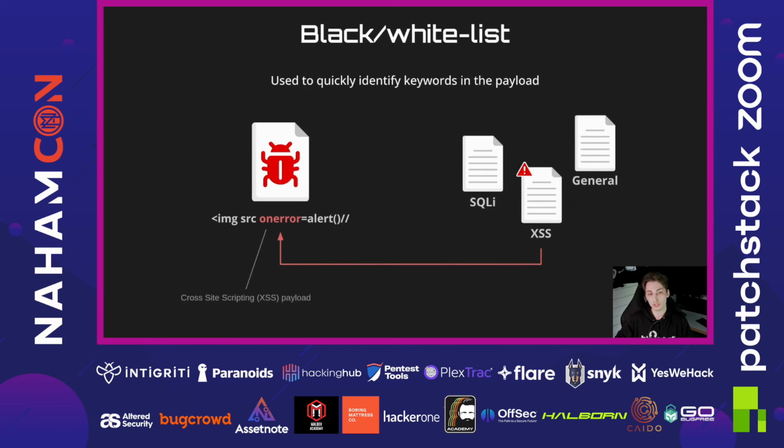The blacklist and whitelist work like this. On the left you can send an XSS payload, which has the onerror keyword, and the firewall will extract all these keywords, for example img, src, onerror, and alert, and it will check all these words within its list and see if any of them match. If it matches a keyword within the list, for example a blacklist, or it's not matching a whitelist, it will treat your payload as malicious and block you.